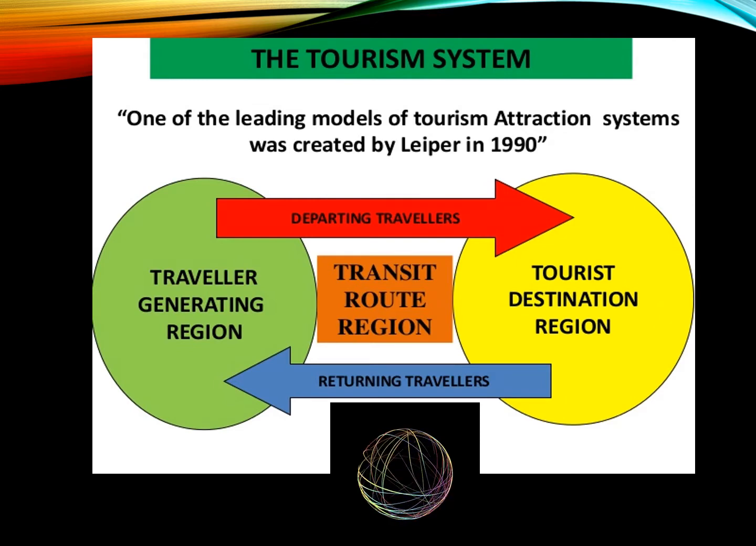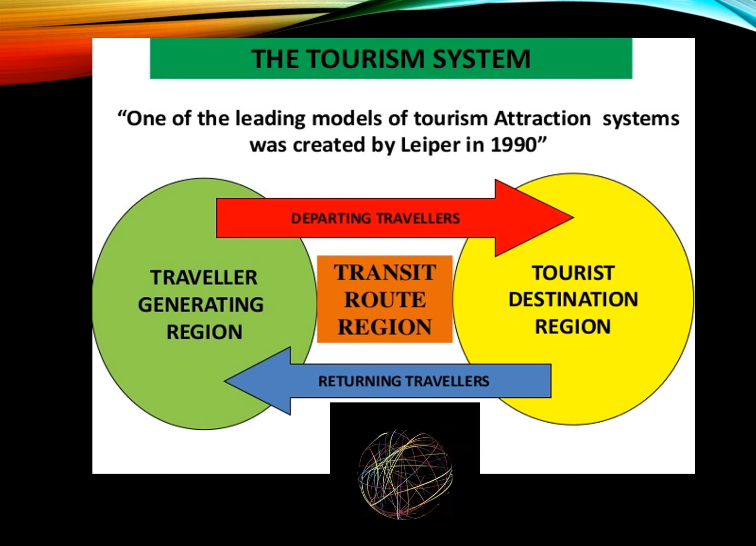Another is the tourist transit region, that's in between the TGR and TDR. This is the last geographical region identified in the system. The TRR is the space between when the tourist leaves the traveler generating region and when they arrive at the tourist destination region. So this is effectively the time that they are in transit.